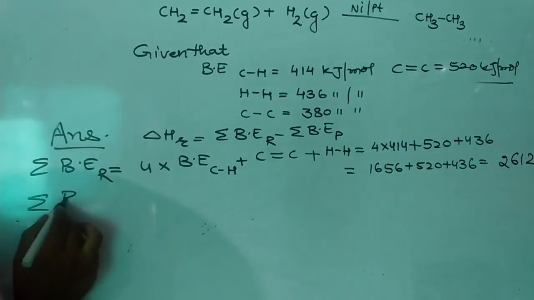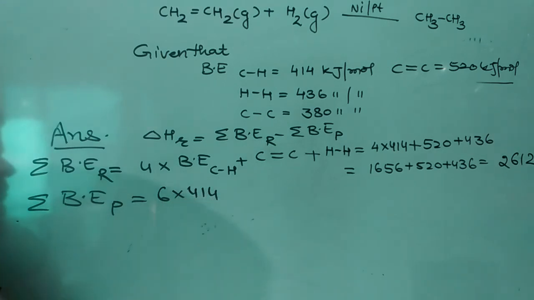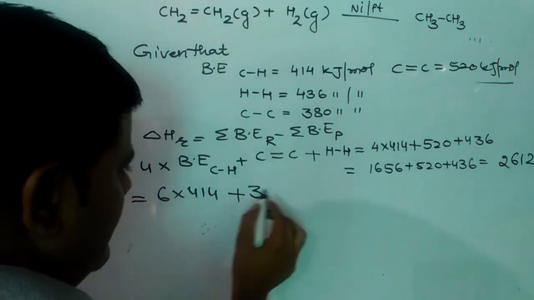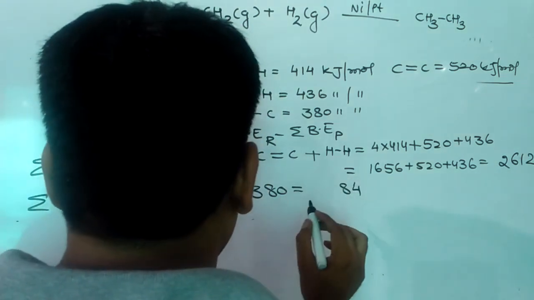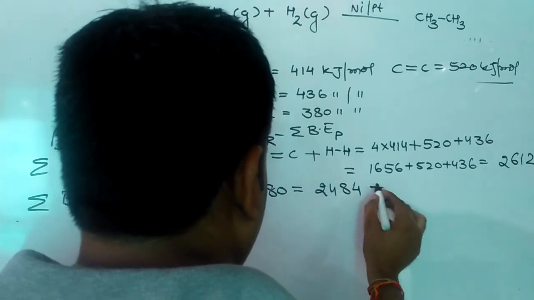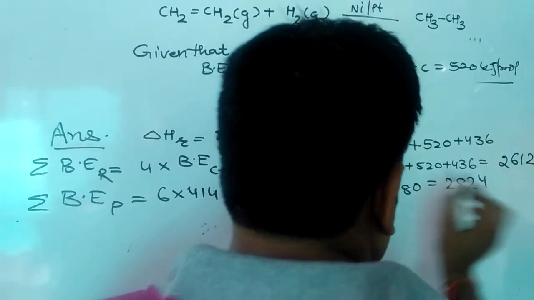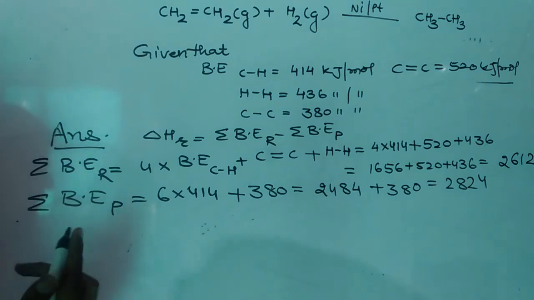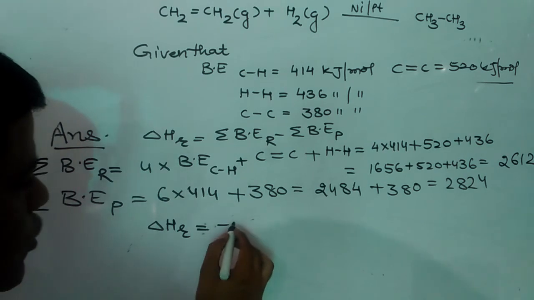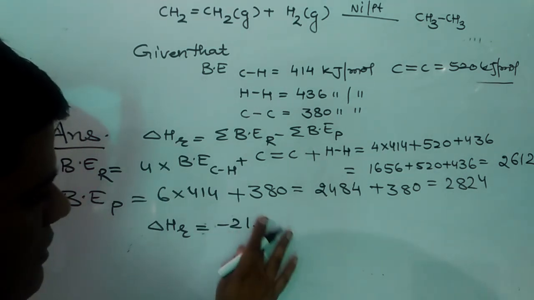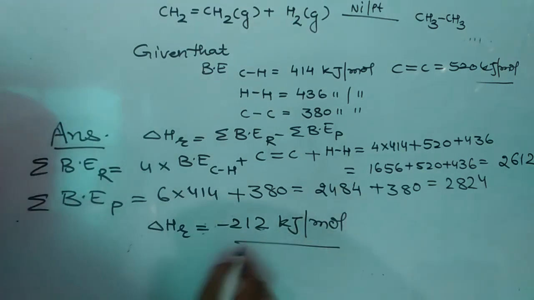Similarly, we can find out the bond enthalpy of the products. On the product side there are 6 carbon-hydrogen bonds, 6 into 414, plus 1 carbon single bond, 380. Then it comes out to be 2484 plus 380, that is 2864. So on subtracting this, it comes out to be minus 252 kilojoule per mole.